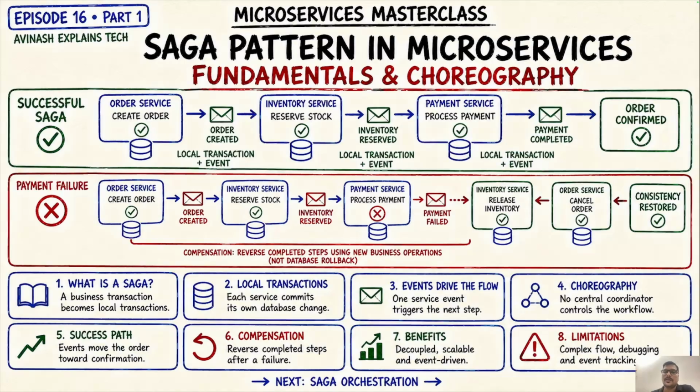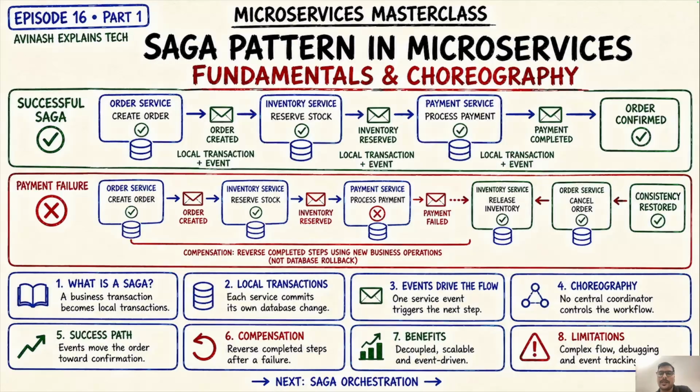The order service does not directly tell every service what to do. It announces that an order has been created. The inventory service reacts to that event. Payment service then reacts to the inventory event. This creates a decentralized workflow. Every service remains responsible for its business logic and data. Events are the foundation of the saga.